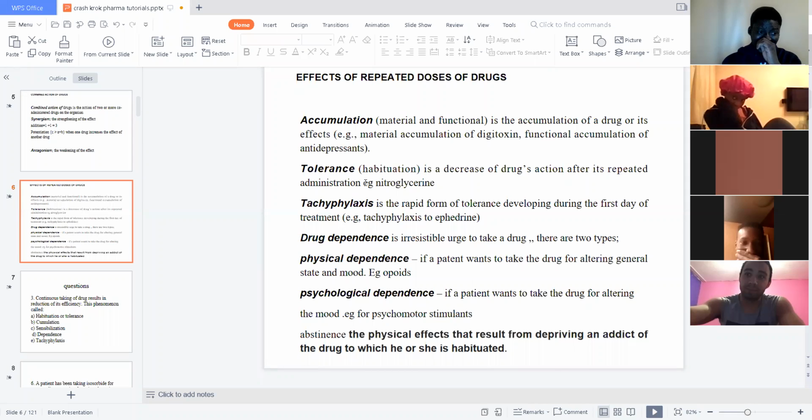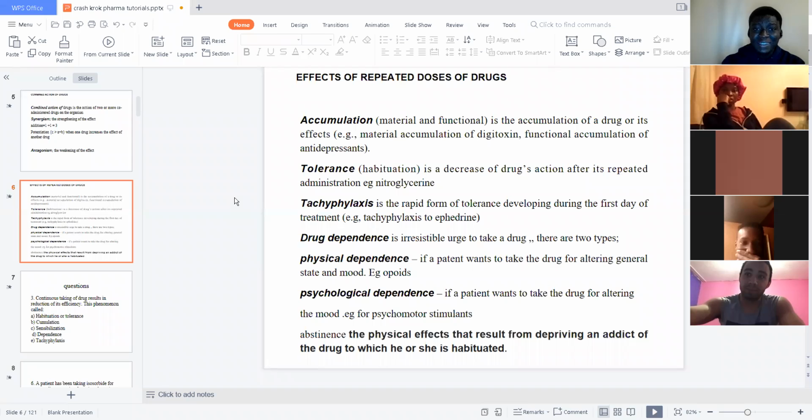So for example, let's say you have menstrual pain. Every time you have menstrual pain, you take a painkiller. It gets to a point where you have to take a higher dose to help reduce the pain. So that's tolerance. Another name for tolerance is habituation.